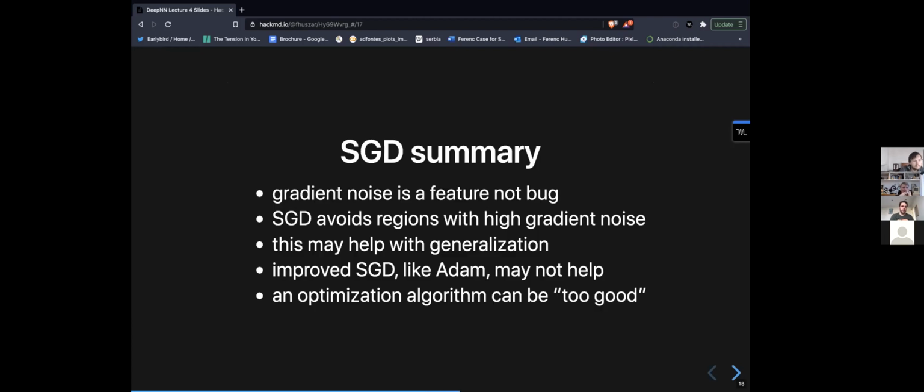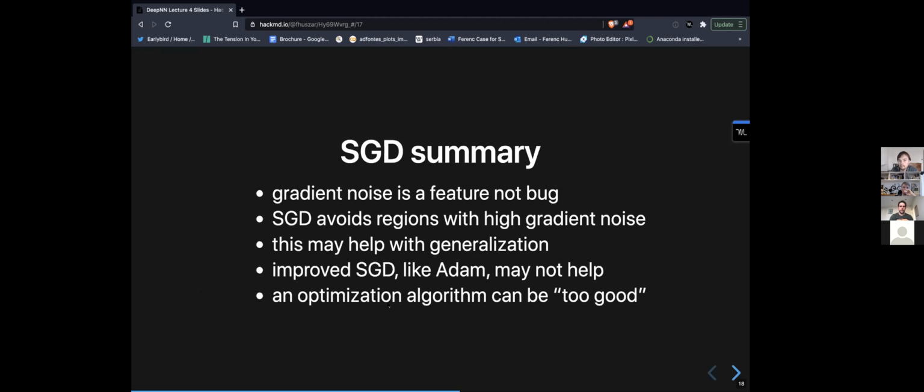So the summary from this presentation is that gradient noise is not a bug, it's a feature. It's a good thing, or at least it is now understood to be a good thing that helps you find solutions that generalize better. And it looks like what's happening is that SGD avoids regions in which there are high levels of gradient noise, which might also be regions which do not generalize as well. One take-home message is that improved versions of SGD like Adam may not actually help. It may help with optimization, but ultimately it might hurt generalization performance.